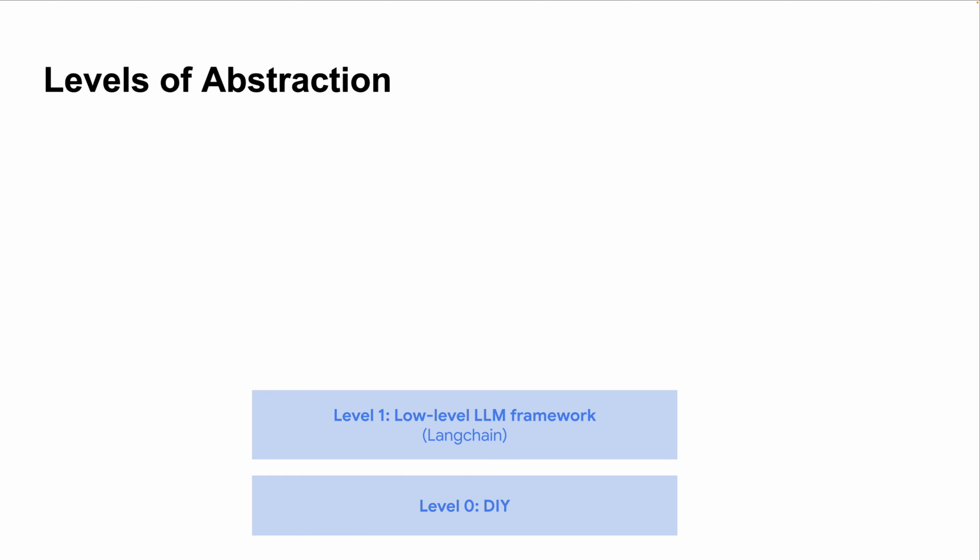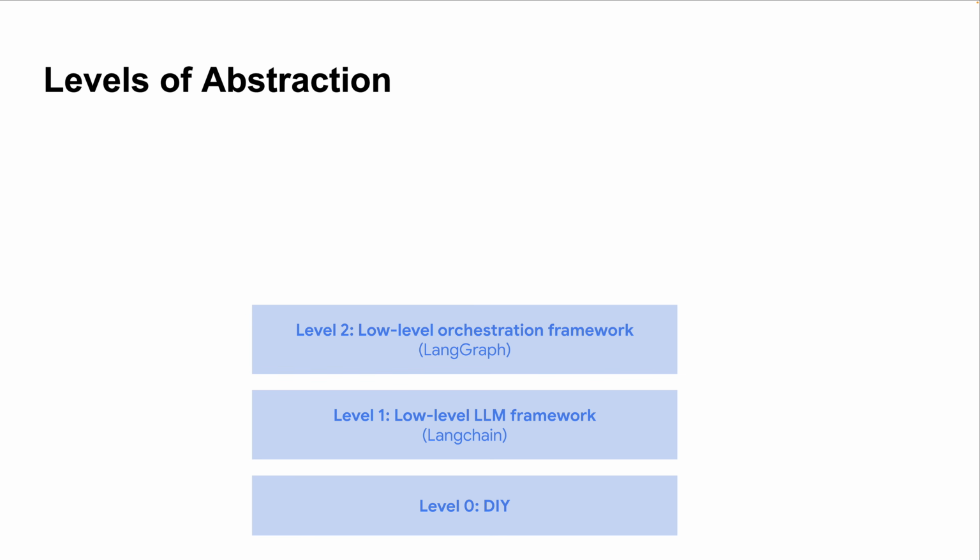The first level of abstraction is a low level LLM framework like LangChain. You get some basic abstractions for common language processing tasks like parsers, splitters, and prompt templates. There's still, however, a fair amount of work for a developer to do, a little bit of a learning curve as well, as you'd have to learn things like the LangChain expression language, for example.